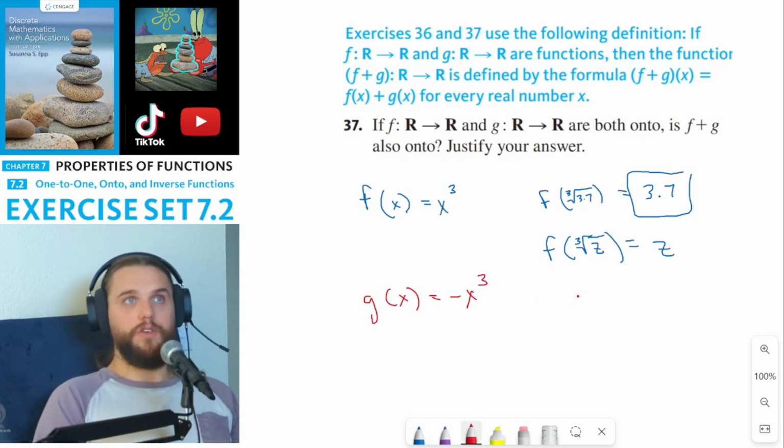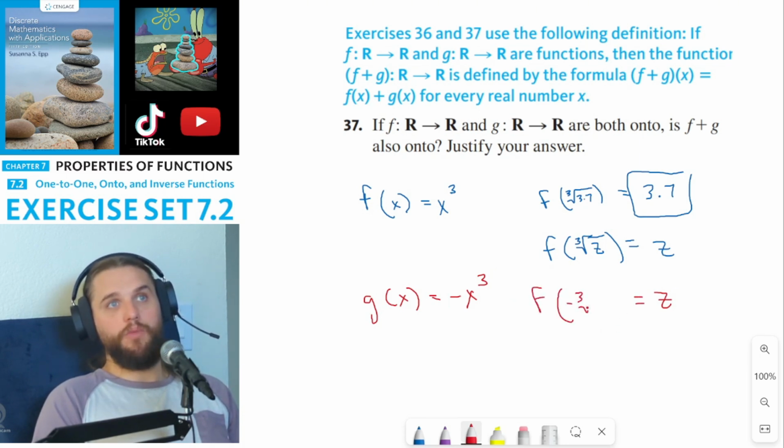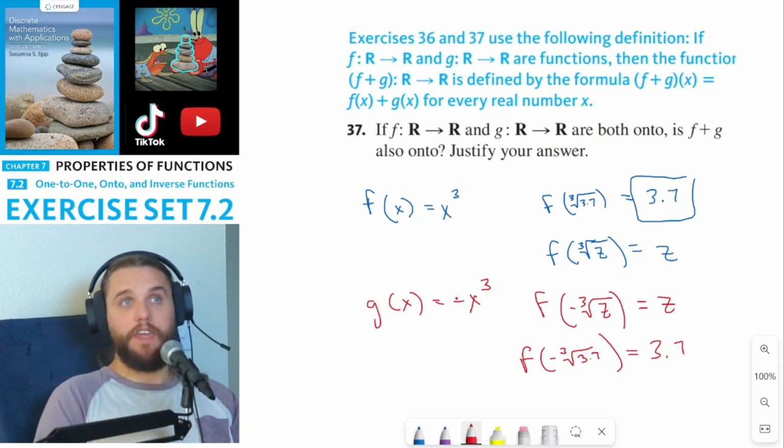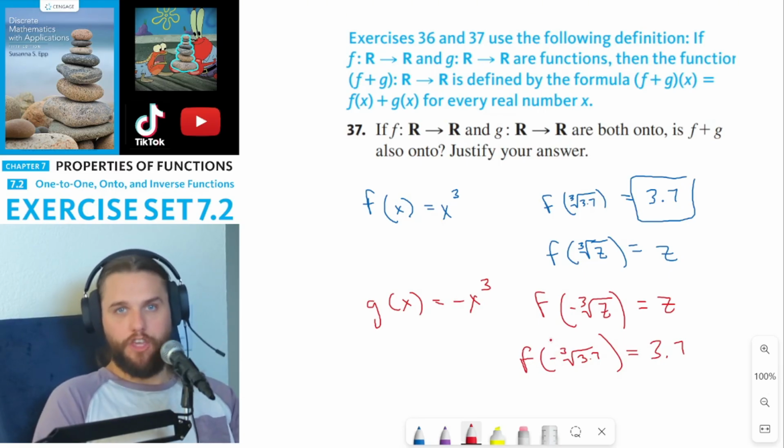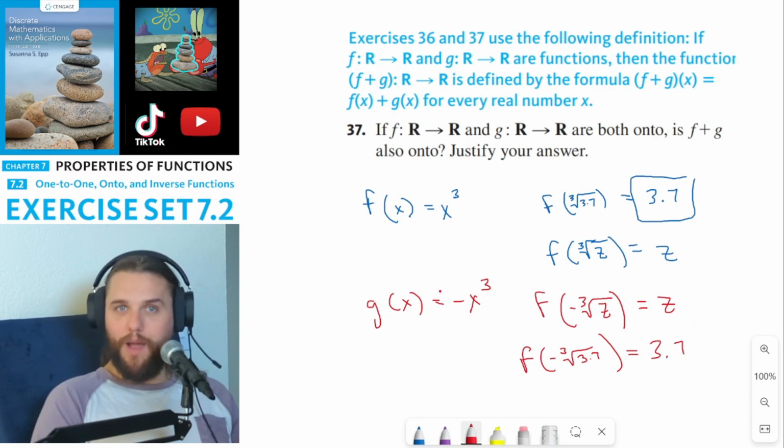This is also an onto function because if we want to get z as our output, we can just plug in negative the cube root of z. For example, if I want to get the output 3.7, we would plug into this function negative the cube root of 3.7. Cubing a negative number produces a negative number, but this negative here will cancel with that negative after cubing, and so we get positive 3.7. So both of these functions are onto, but maybe you know where I'm getting at here.